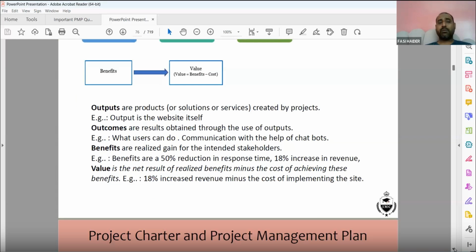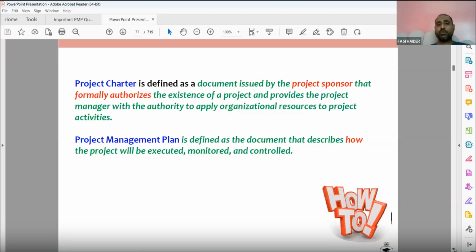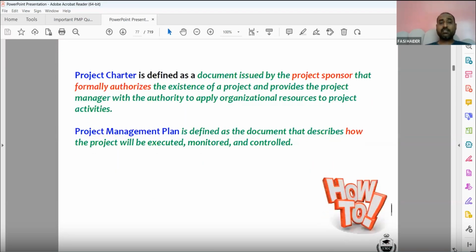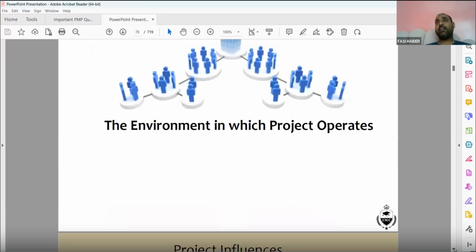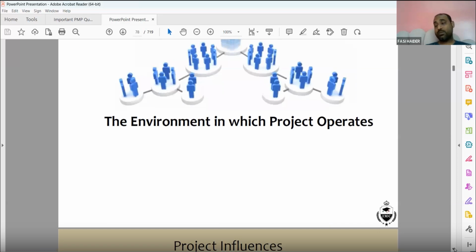Project charter and project management plan. It is defined as the document issued by the project sponsor that formally authorizes the existence of the project. So it is like a paper which gives you the final go-ahead that you are the person who is looking after this project. What is the start date? What is the end date?